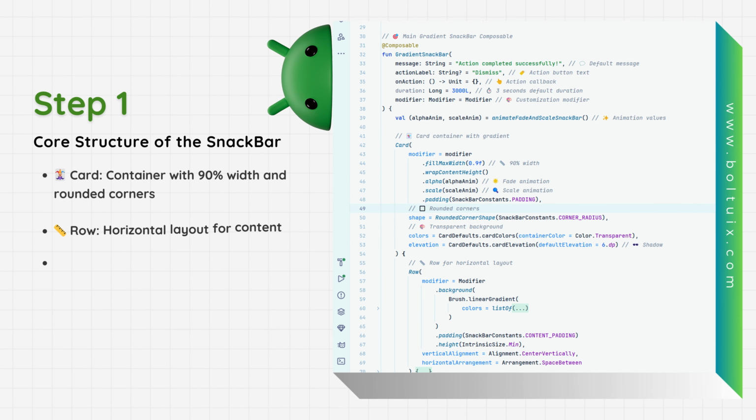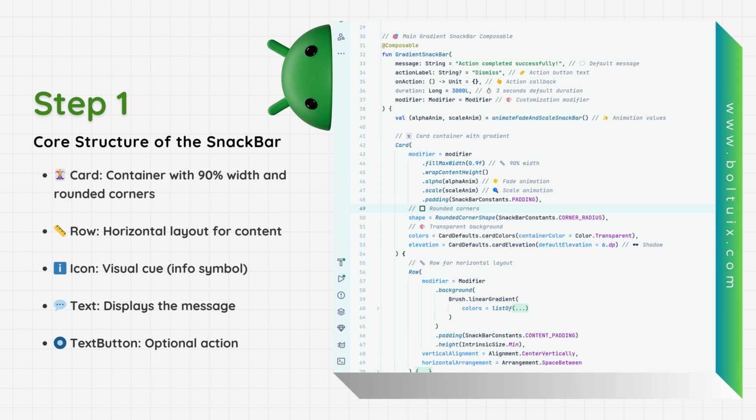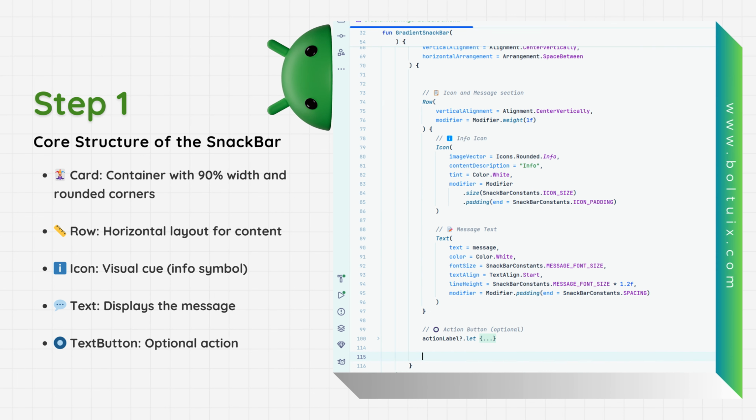Let's break down the core structure of our gradient snack bar. This composable function takes parameters like a message, an optional action label, and a duration, defaulting to 3 seconds. At its heart is a card, set to 90% of the screen width for responsiveness, with rounded corners for a sleek look. Inside, a row arranges an info icon, the message text, and an optional action button.